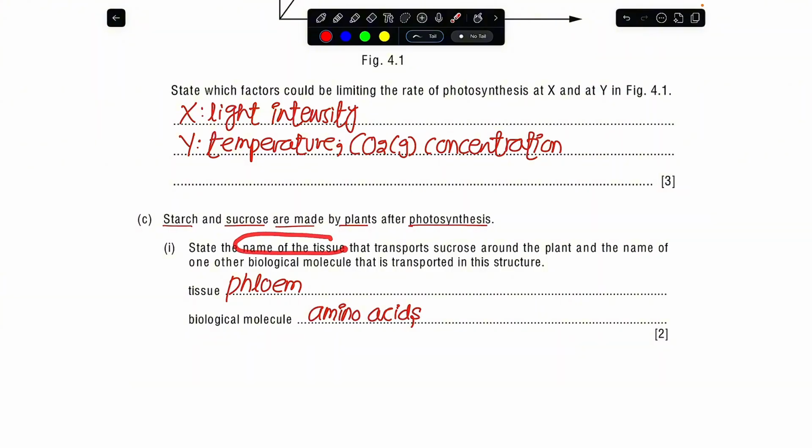They say to state the name of the tissue that transports sucrose around the plant and the name of one other biological molecule that is transported in this structure.